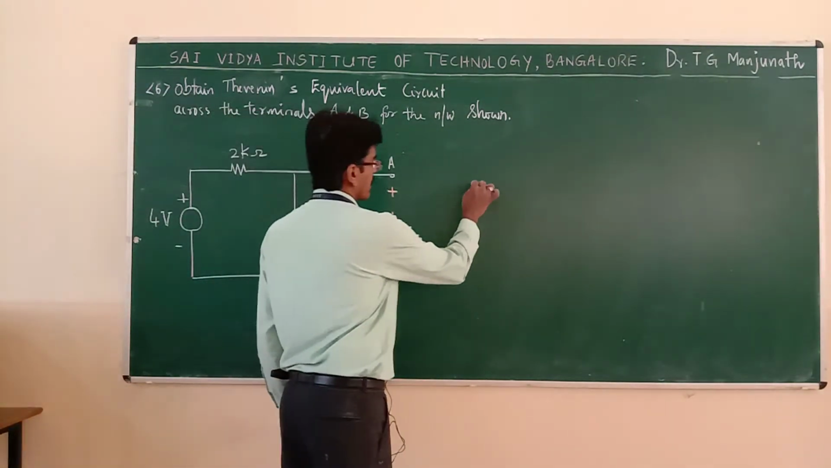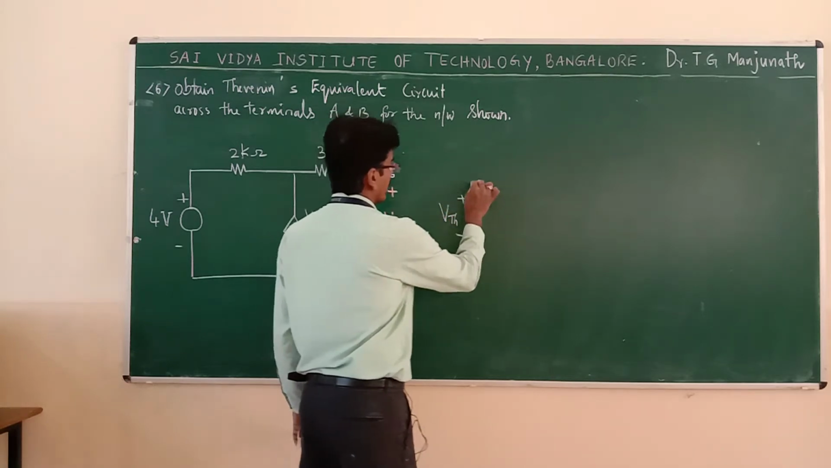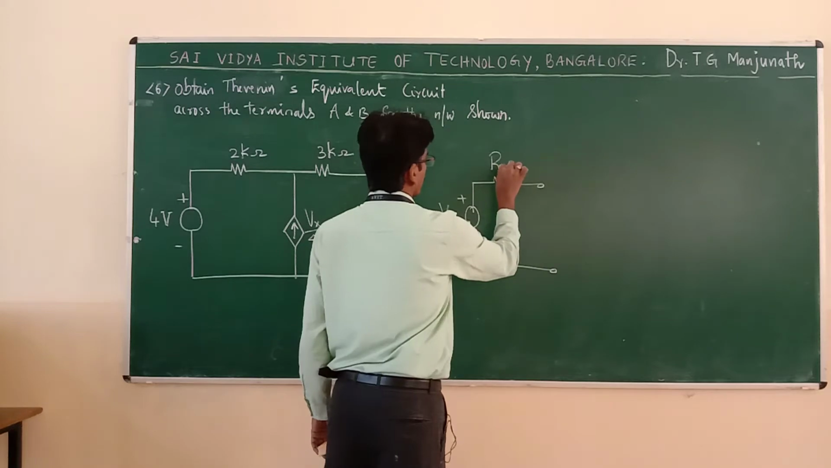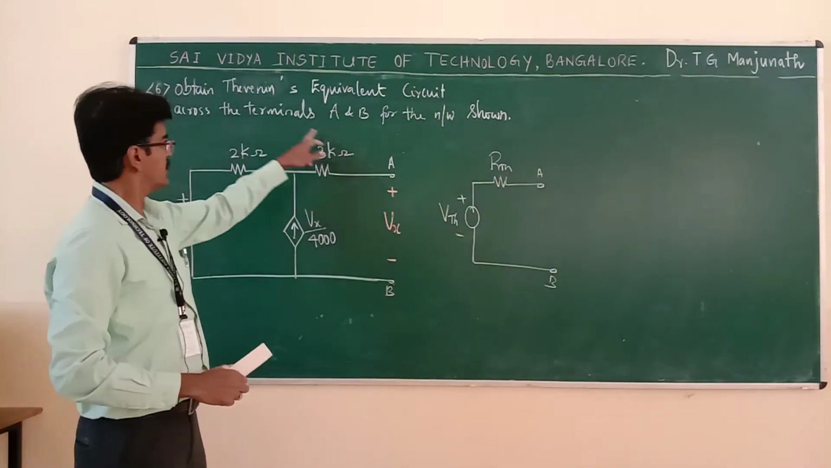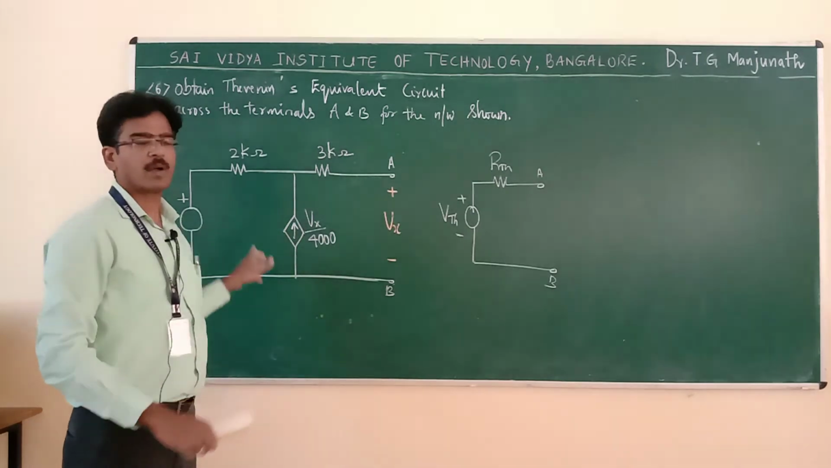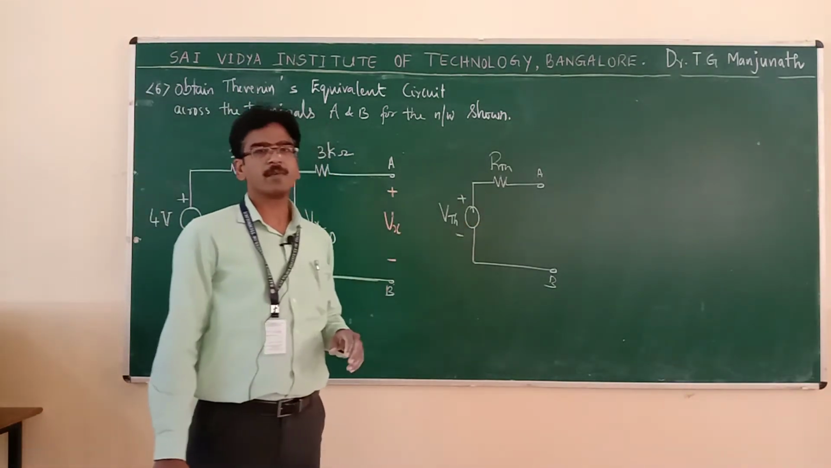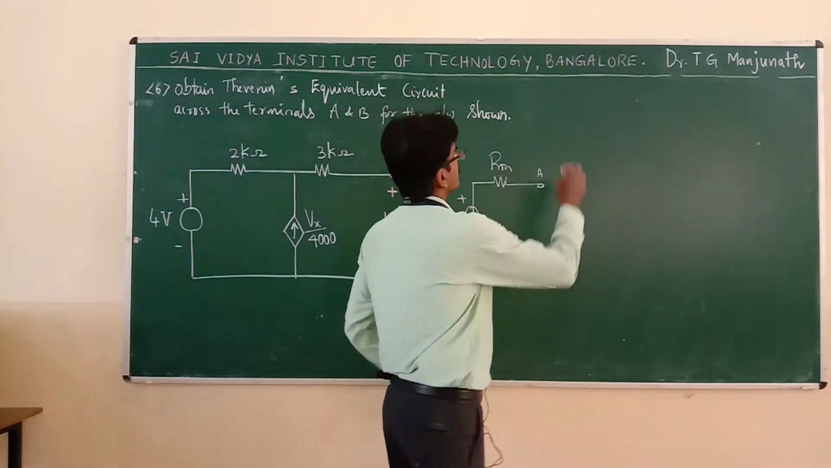Thevenin's equivalent circuit means a voltage source V Thevenin in series with a resistance R Thevenin across the terminals A and B. That is, this part of the network I have to convert into a single voltage source in series with a resistance. Now, let us find these two parameters.